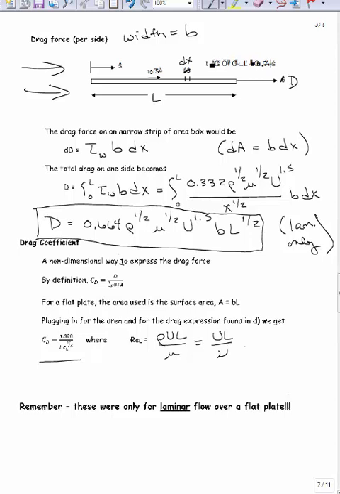Okay, so that means at the end of the plate. This only works if it's laminar over the whole plate, all the way to L. So that gives the drag over an entire flat plate. Okay, if it switches to turbulence, then it's no good. We've got to do something else.